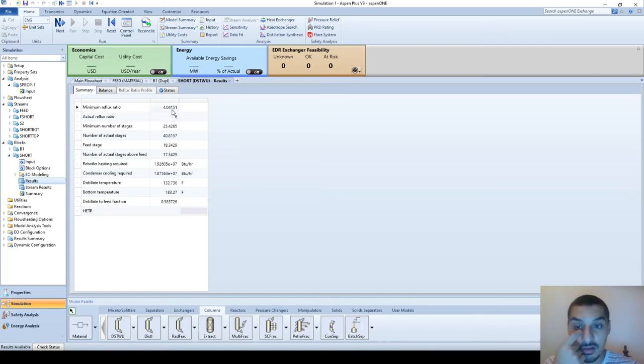So the minimum reflux ratio of 4 means that I'm going to use 1.2 times it, which is 5. So I can go for a reflux ratio of 5.